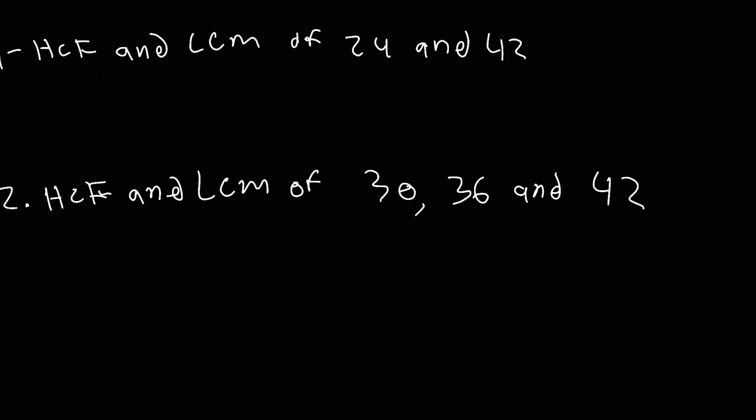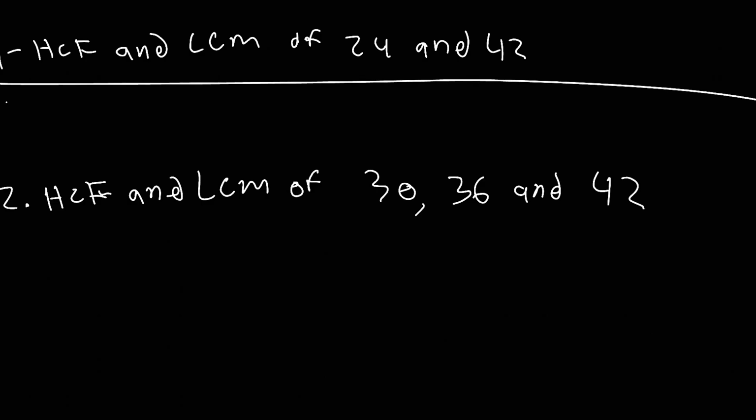and 42. So step 1 is the product of prime factors. So I would go ahead and get my 24, and I can see that this can be split up into 6 and 4. No prime numbers yet, so nothing circled. This 4 can be split up into 2 and 2. Both of these are prime numbers, so I can circle them.